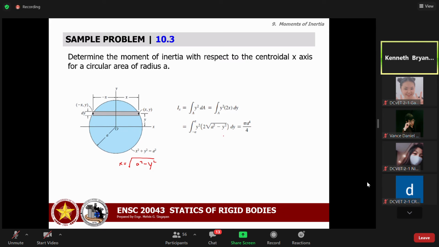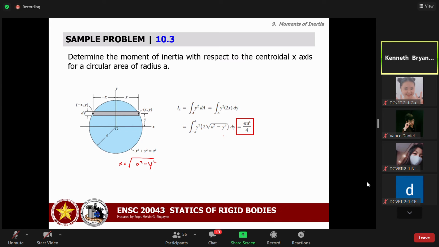So this is quite tedious, but you can evaluate it using integral calculus. That is not the focus of our lecture. You solve for that, and that is pi a to the fourth over 4. So that's the answer.